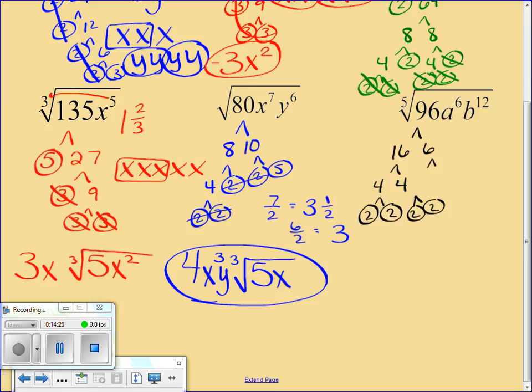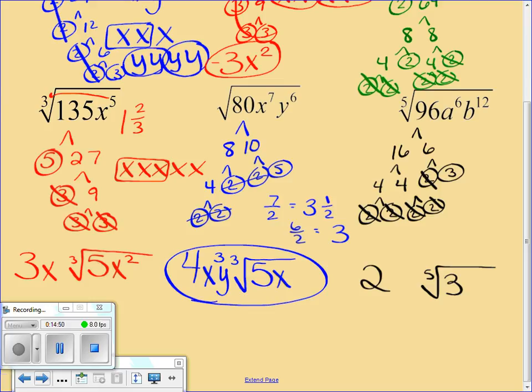I don't care. Still end up in the same spot. How many does it take to come out? 5. Takes 5 of them. 1, 2, 3, 4, 5. All right. So a 2 comes out. What do I do with the 3? Goes back in. 5th root of 3.